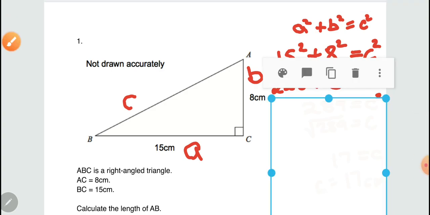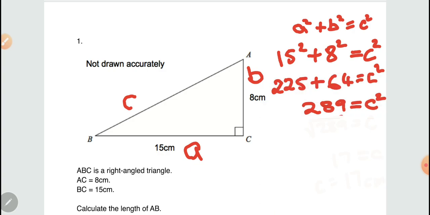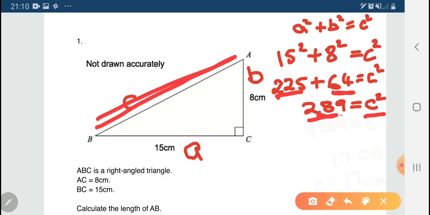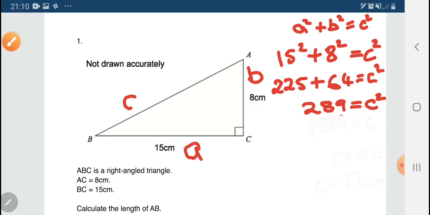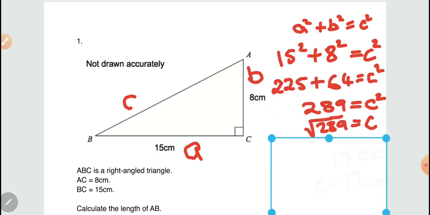Now when you add the two up, you get 289. So 225 add 64 is equal to 289. So we now know 289 is equal to c squared. But we don't want that side squared, we want just that side. So what we have to do now is square root both sides, and we will get what we're looking for, the length of c.